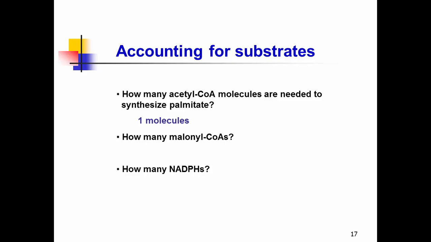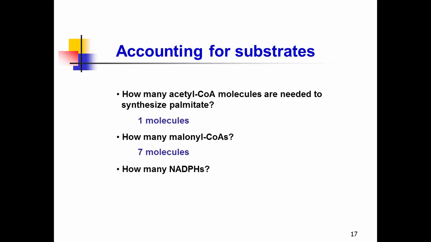And this is 16 carbons, right? How many malonyl-CoAs? Yes, 7. Right? Because the first 2, the methyl end carbons, are from acetyl-CoA, and the rest of the carbons are from malonyl-CoA. So 16 minus 2 is 14 carbons required from malonyl-CoAs.